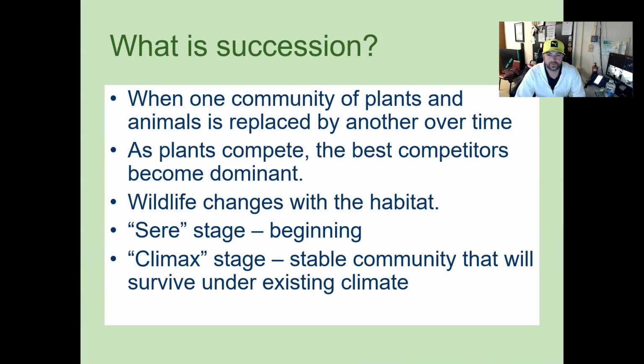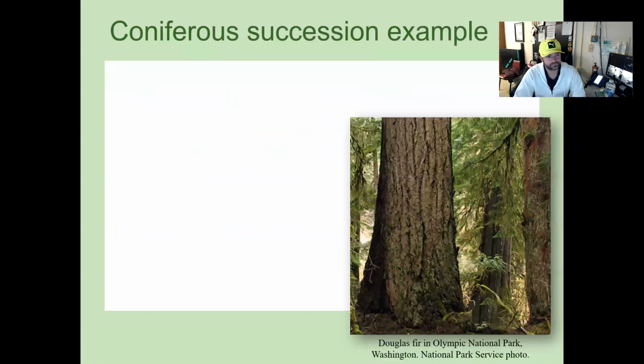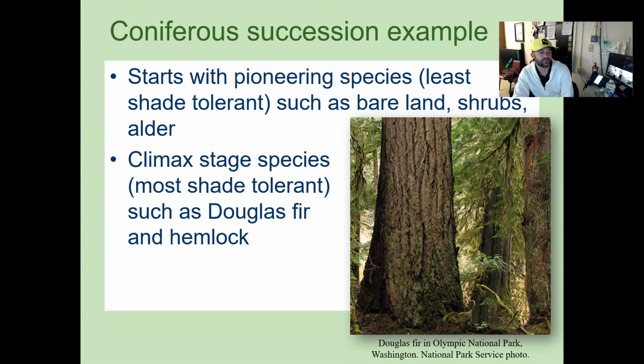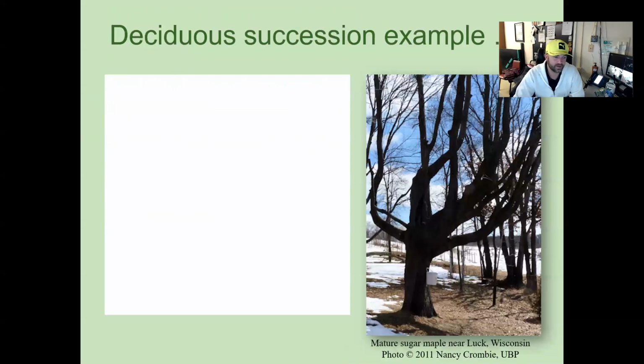Some other terms you might hear are first succession, secondary succession, and third succession, depending on the level of forest you're in and the level that your trees are at currently. So third level succession would look much more mature than a first level. Coniferous succession examples start with pioneering species that are least shade tolerant, such as barrenland shrubs and alder. Climax stage species would be more of a Douglas fir and hemlock.